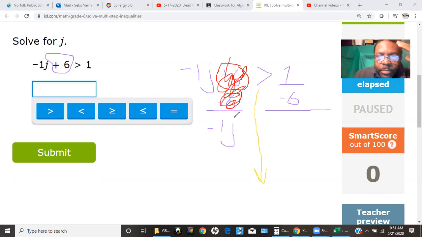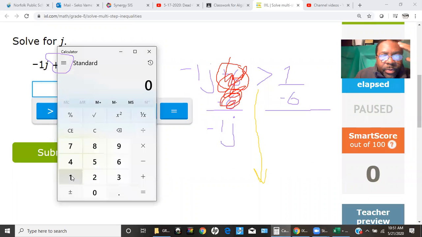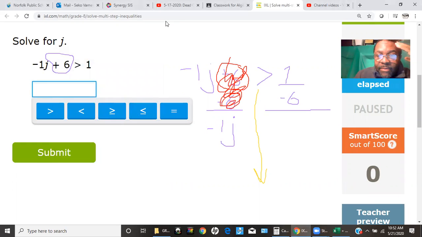And now we have -1j. Okay, so 1 minus 6, using your handy dandy calculator. That's going to give us -5. And now, as I shared with you earlier, this is really -1 times j.